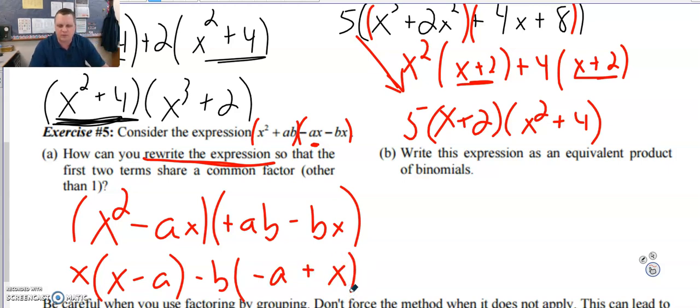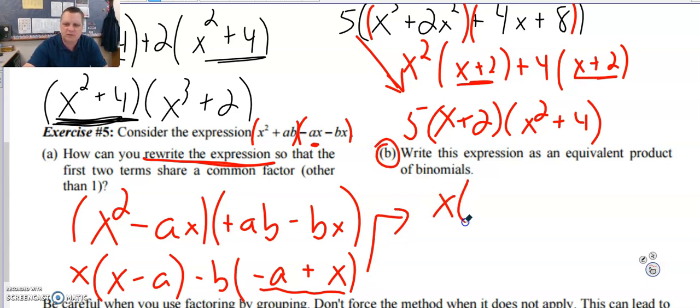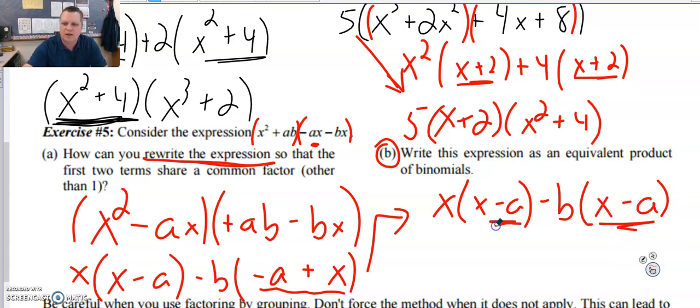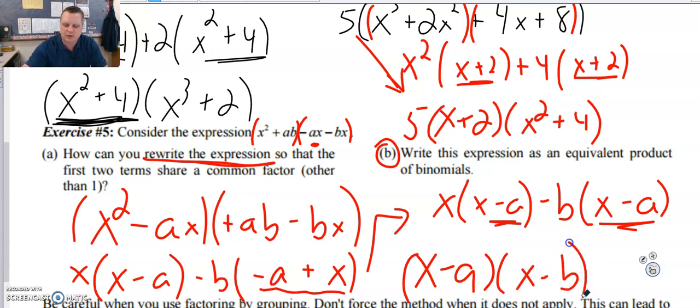Okay, so that's very confusing. I might have to pause it to see what I did there. So I'm taking out a negative b because I want an x minus a. So then you could switch the order of these two. So that would be, and I'll come over here because this is really doing a and b together. So we have an x, x minus a, minus b, and then the x minus a again. Okay, and then you could factor out the x minus a, and then the x minus b. Okay, and that's how it factors.